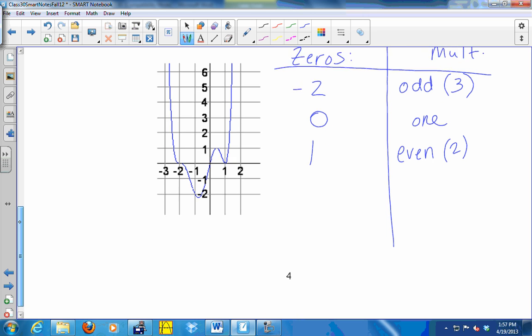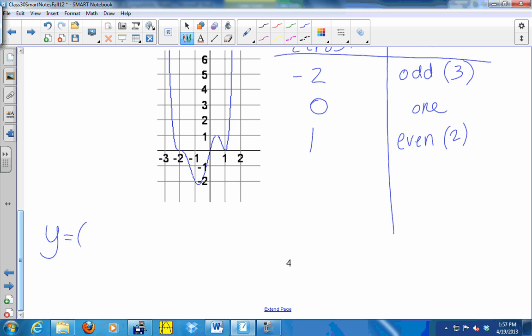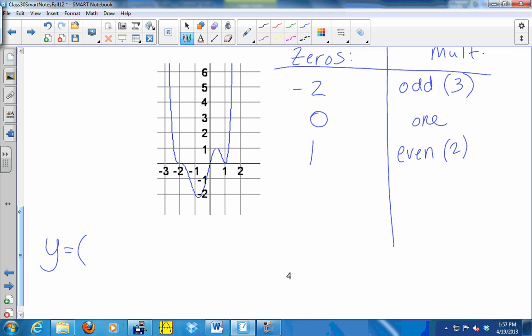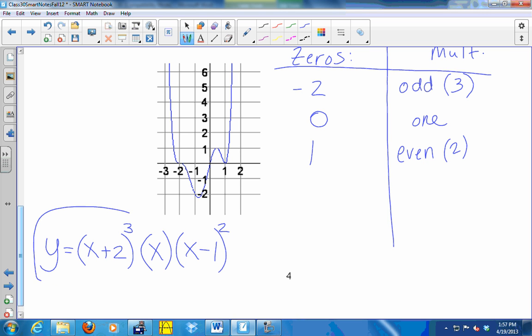So a possible equation would be y equals, for each 0, you have a factor, x plus 2, and that has to be a factor how many times? 3 times, because -2 is a 0 3 times, so x plus 2 is a factor 3 times. And then x is a factor because 0 is a 0. And x minus 1 is a factor because 1 is a 0. And it's multiplicity 2, so it's a factor twice. So there's a possible equation.